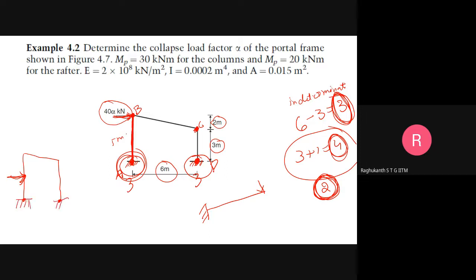The load is not acting at the joint, it is acting here. So the possible locations of hinges are, anyway, one hinge is here, one hinge is here, then you can have a hinge here, then you can have a hinge at any other place. These are the possible hinge formations where the hinge will form. Now the load is acting here. So now what will happen?